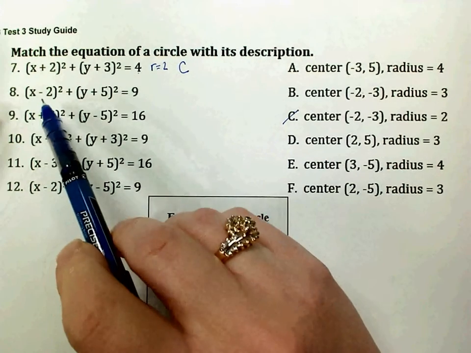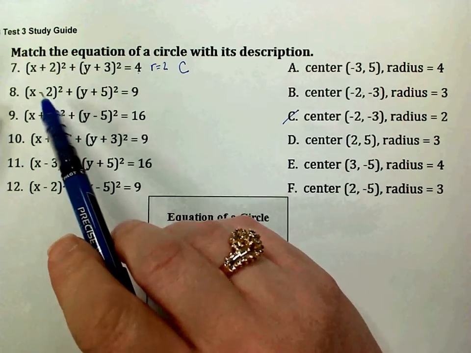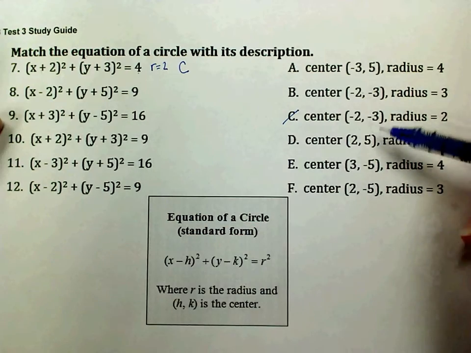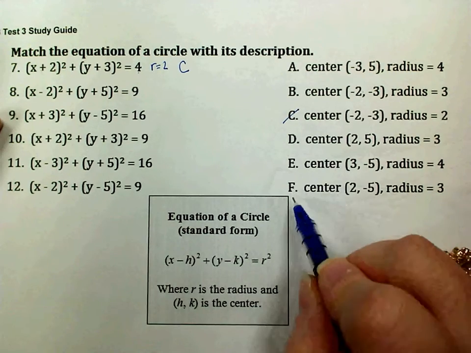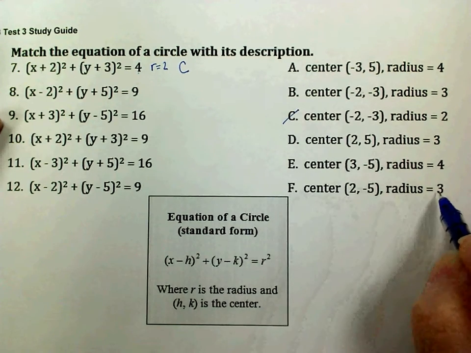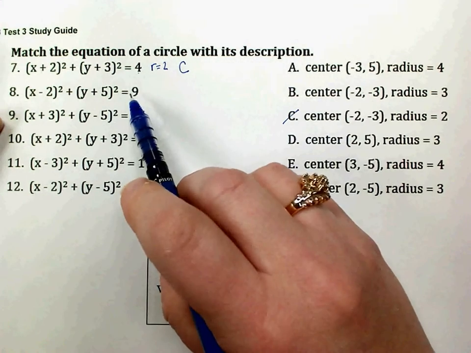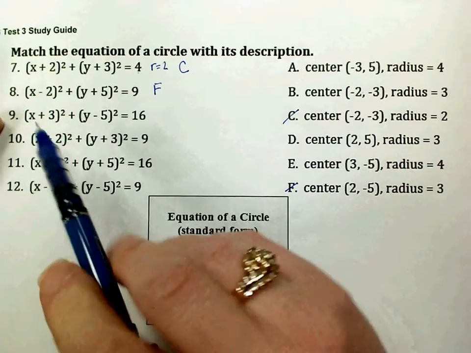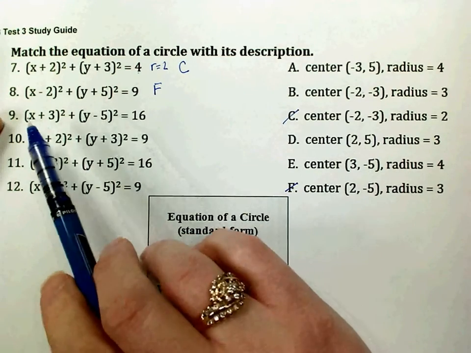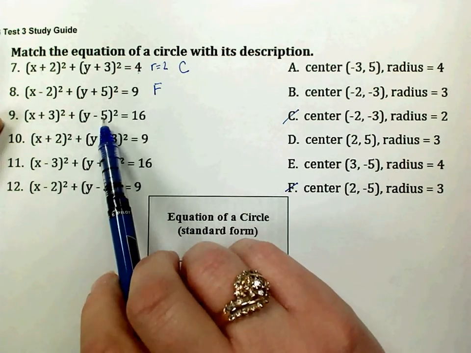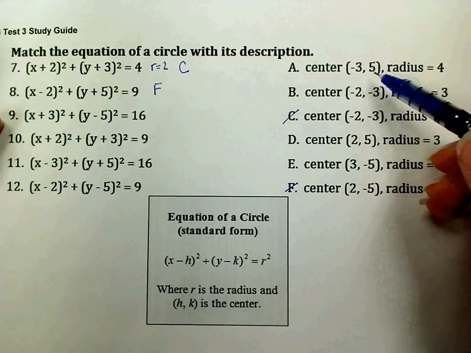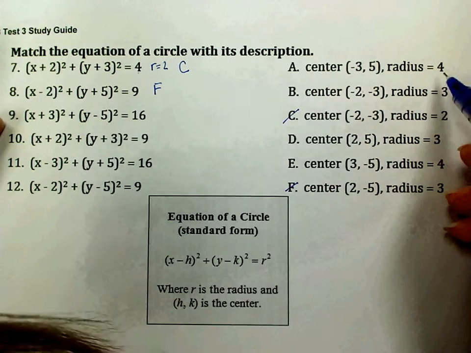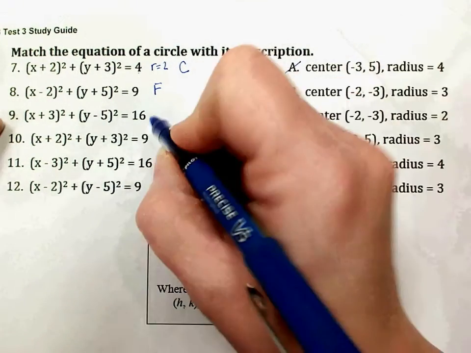Number 8, when we take the opposite of these numbers, we get a center of +2 and -5. So when we look at +2 and -5, there's only F as an option there, and we can check our radius of 3 is the square root of 9, so that is correct for 8. It is F. Number 9, when we look at the opposite for our center, we get -3 and +5, which A is the only one that has that as a center. And when we check our radius, the square root of 16 is 4, so A is the correct one for 9.